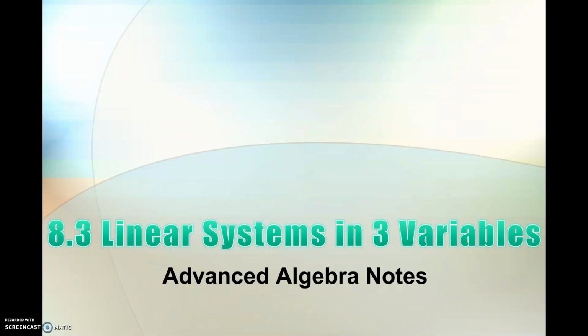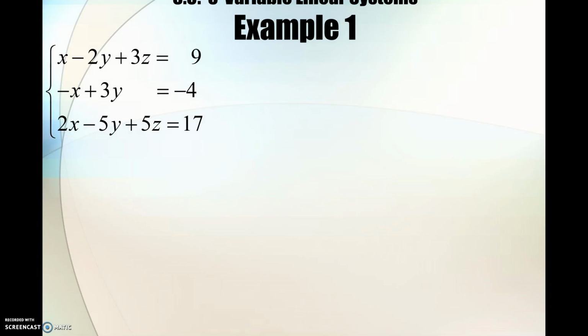Today we are going to solve linear systems in 3 variables. This means that we have 3 equations with 3 variables, x, y, and z. Our final solution is going to be written as an ordered triple. So instead of an ordered pair, it's an ordered triple. That triple is x, y, z.